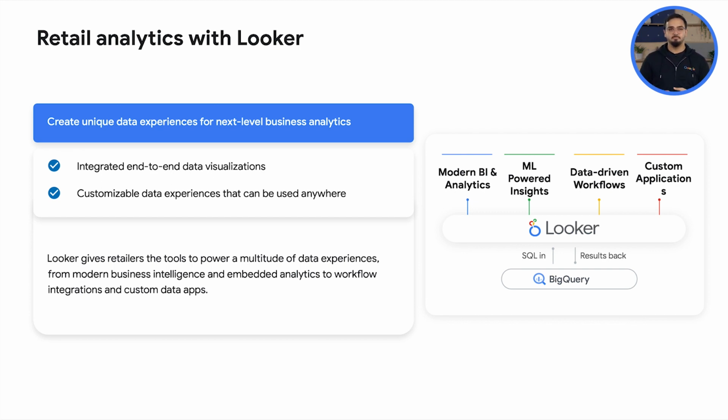Looker uses BigQuery for data querying, enabling modern BI and analytics, ML-powered insights, data-driven workflows, and custom applications. This means that retailers can query vast amounts of data quickly and easily, generate insights and predictive models, and use those insights to optimize business performance. Looker's ML-powered insights enable retailers to leverage machine learning to automatically detect patterns and trends in their data. These insights help retailers to optimize their marketing campaigns, pricing strategies, and inventory management.